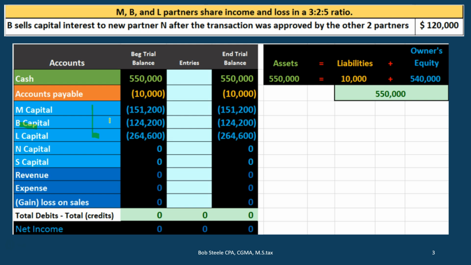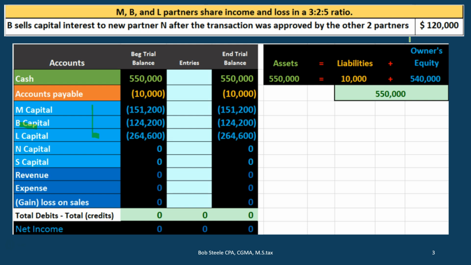B says, hey, you know what? I have a partnership interest. It has a book value of $124,200. What does that mean? Well, the assets amount to $550 minus the liabilities of $10, which means that we have $540 of book value of the company, and B is owed $124,200. That's the value of the partnership that is owned by B at this time. B says to N, hey, I'll sell you this partnership interest worth a book value of $124,200 for you giving me cash of $120,000. The partnership is not going to receive anything.